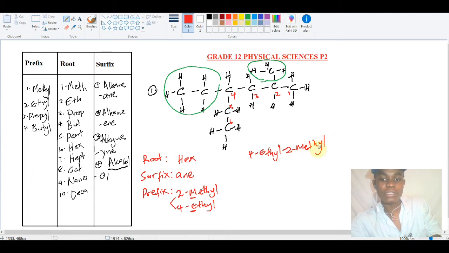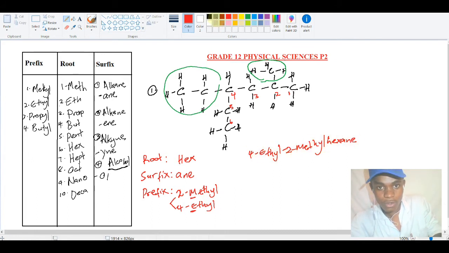This is our prefix. Now we go to the root, right? We said our root is what? Hex. So it's hex, right? And our suffix is ane. So our name is 4 dash ethyl dash 2 dash methylhexane.